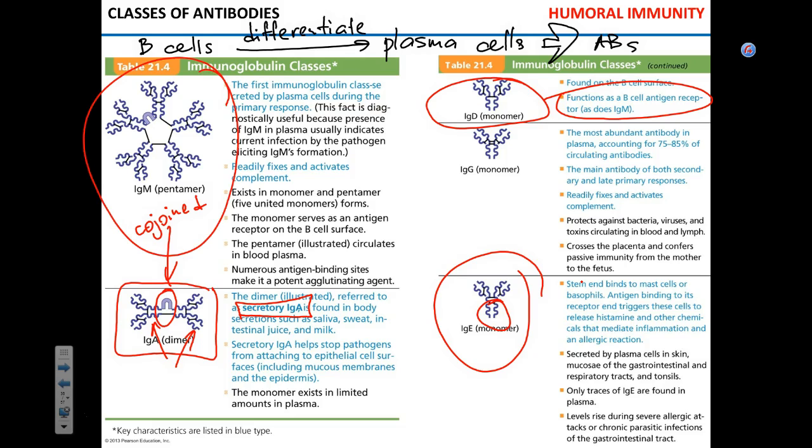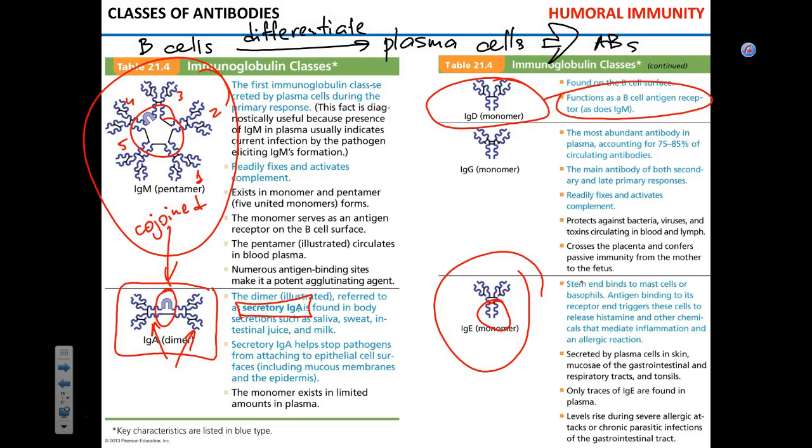IgM, gigantic immunoglobulins. These are pentamers, so you can see 5 molecules that are co-joined. And first of all, this is the first antibody that is produced in response to infection. IgMs are always produced first. They can activate complement. We'll talk about the mechanisms, but they can activate complement.